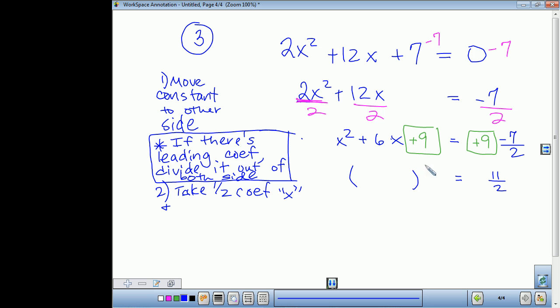Okay, what does this become as a binomial squared? X plus 3. X plus 3. So I'm not even going to dot. We know the rest of the directions. So this is our one new thing right here. This is it. Only thing new. Everything else is the same. So now what do I do? Take the square root.